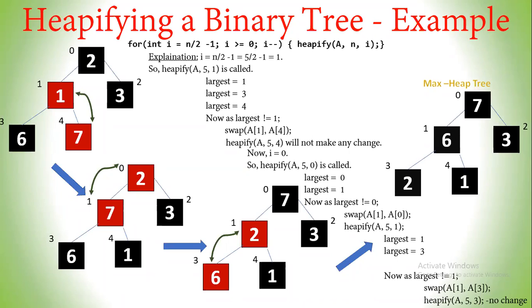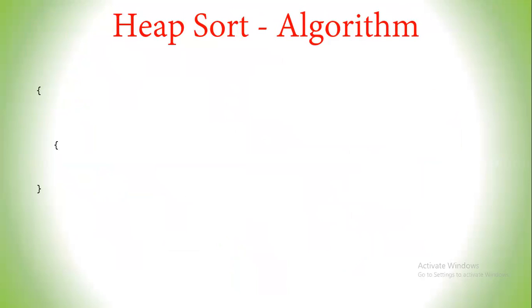Okay, so I hope you are very clear with how to convert a given binary tree into a max heap, both in pseudocode and using this example. I think you must have cleared your doubts on the heapifying function. That is the first step of heap sort. So now you have got the prerequisites to understand the heap sort algorithm. So now we will go for the heap sort algorithm, right?